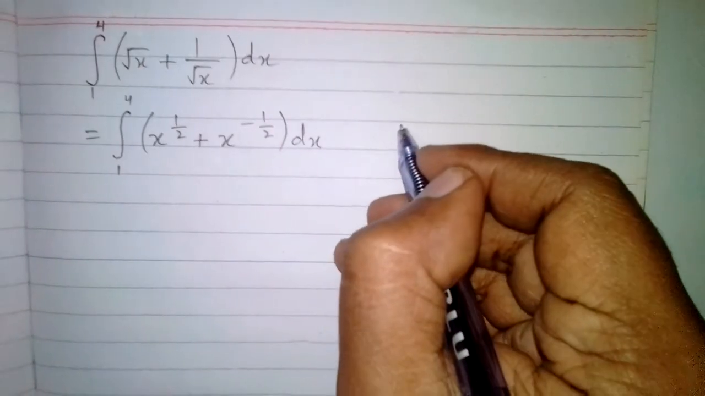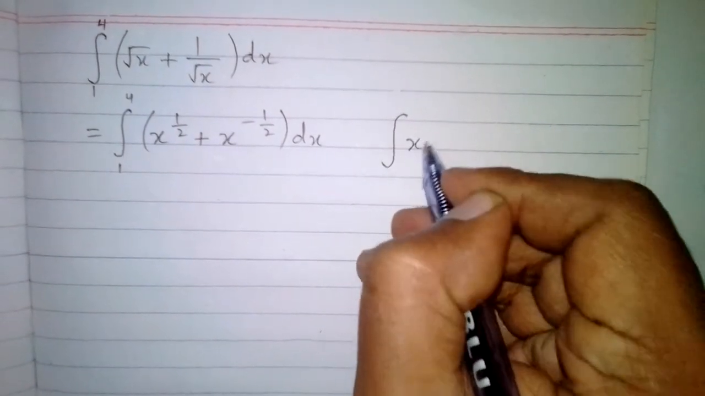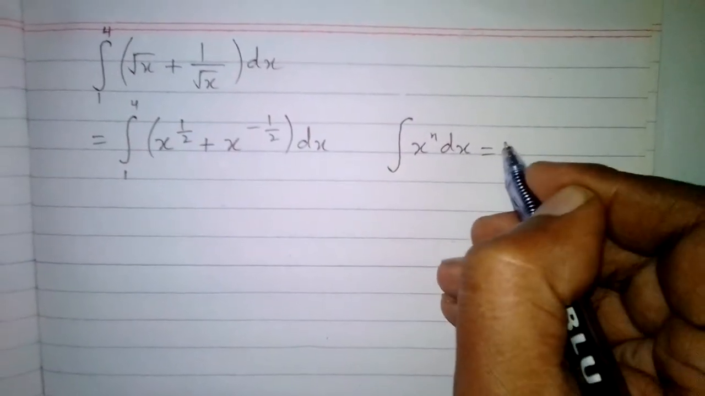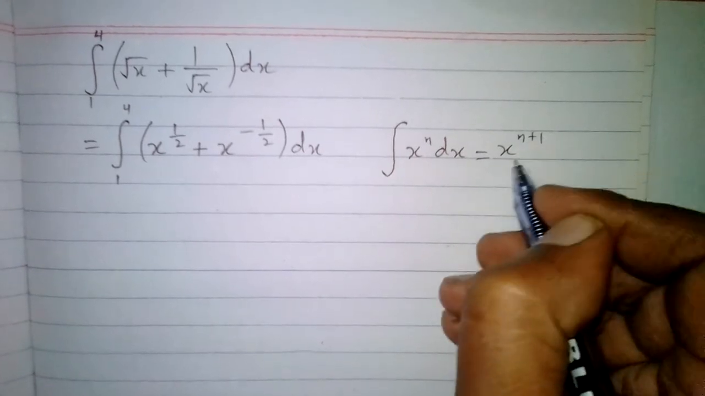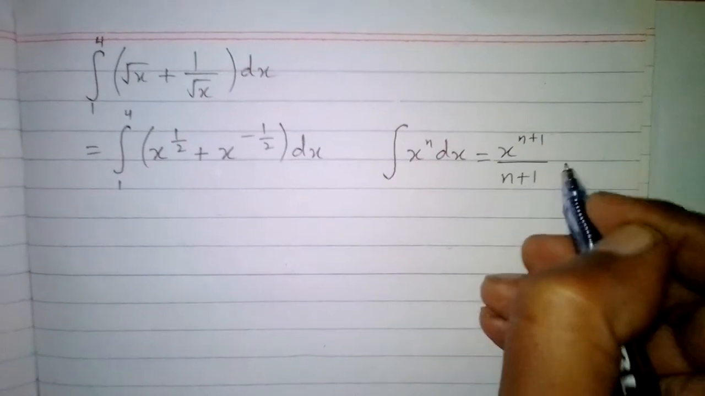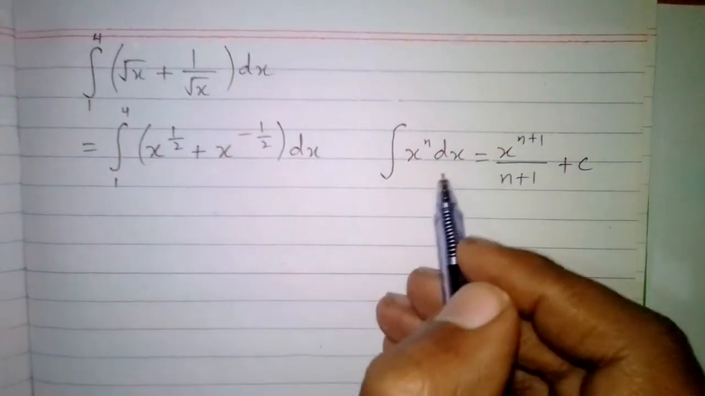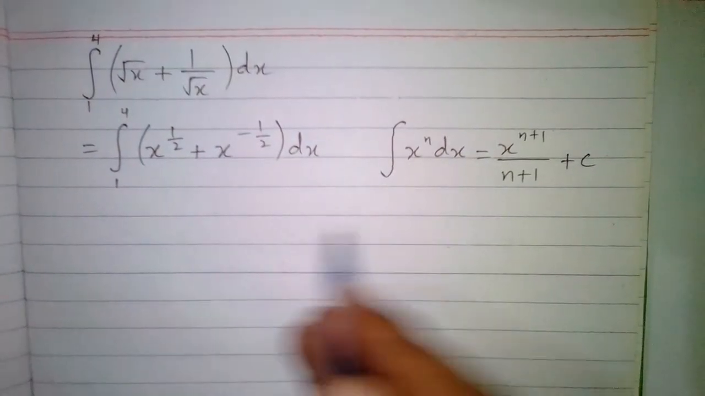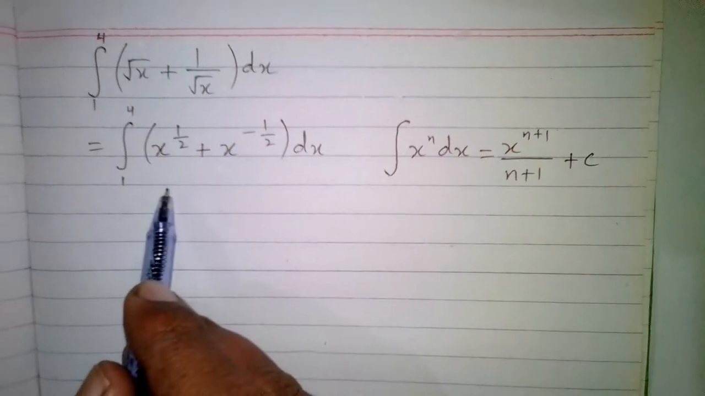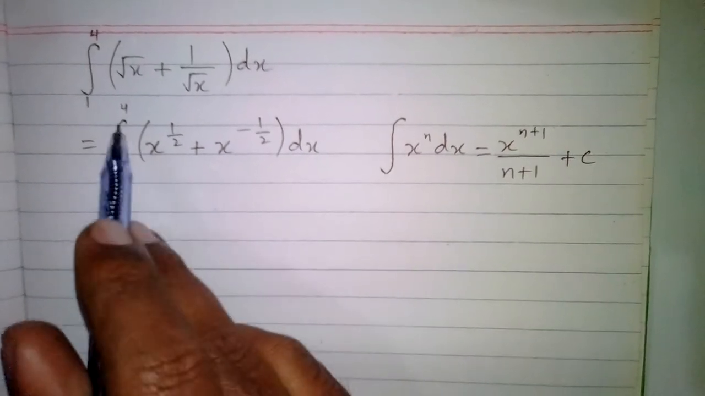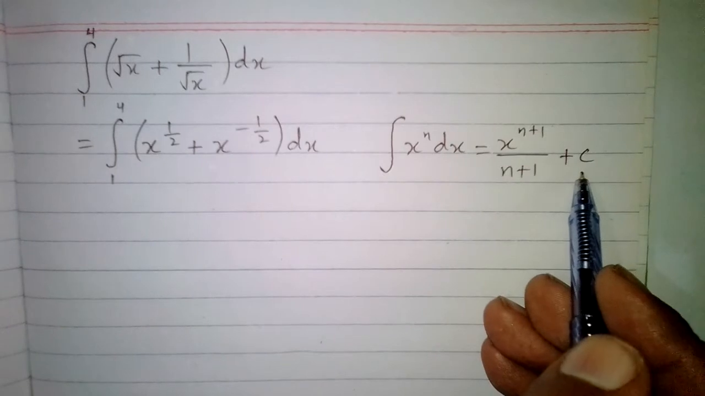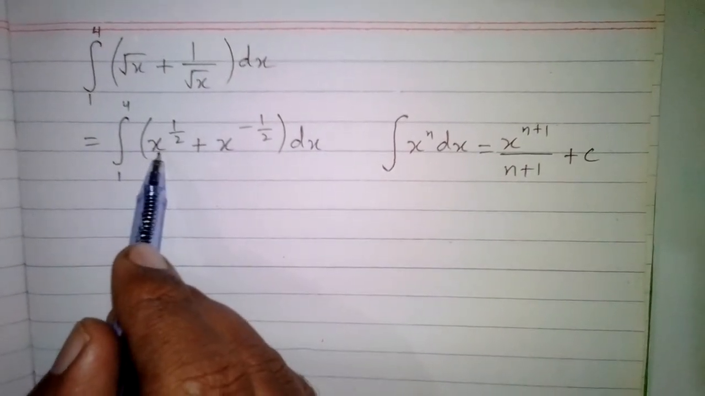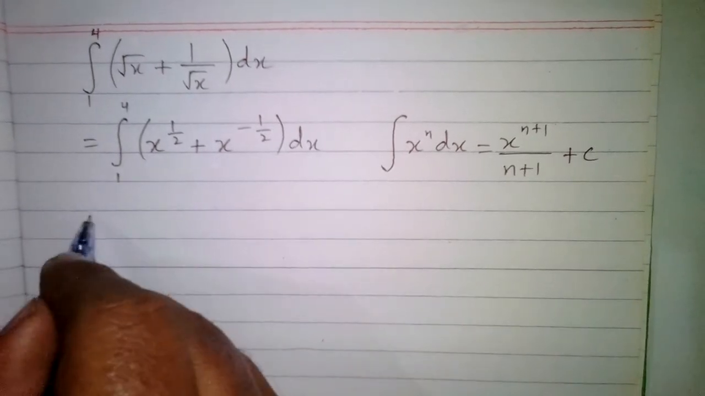So in order to integrate this function, we will use the power rule of integration, which is integral of x to the power n is equal to x to the power n plus 1 over n plus 1, plus c. So we will add 1 in the power and divide by the same. And when we are doing definite integration, that is when we have limits, we will not write the constant. So now we will apply this formula to x to the power 1 upon 2.